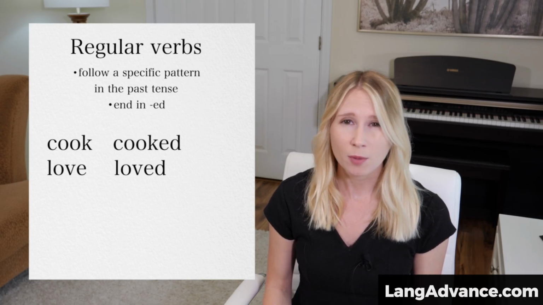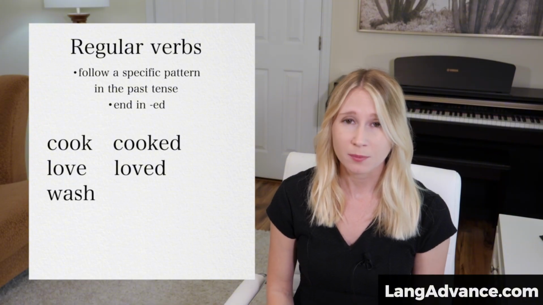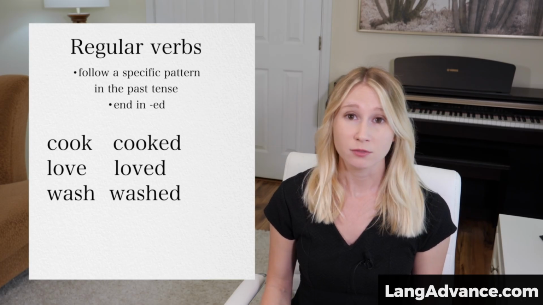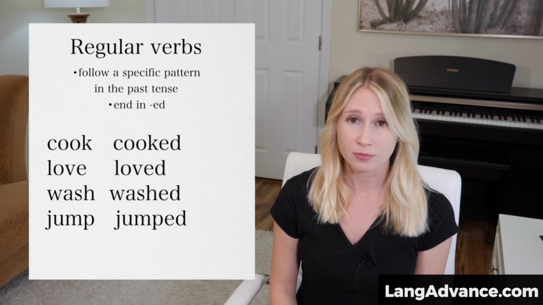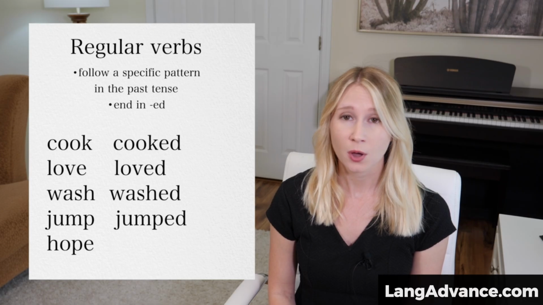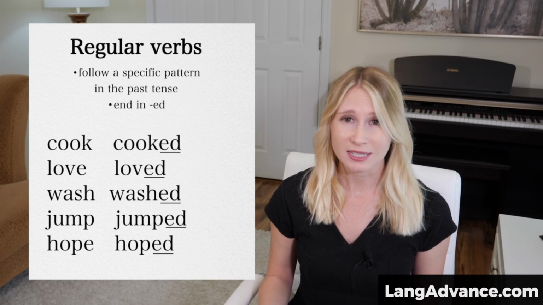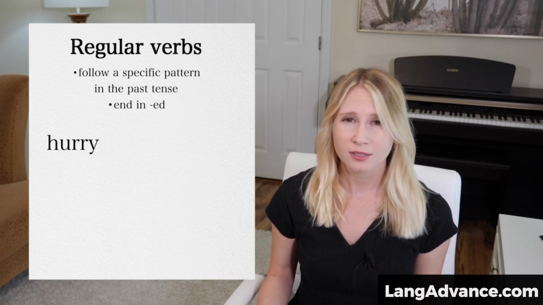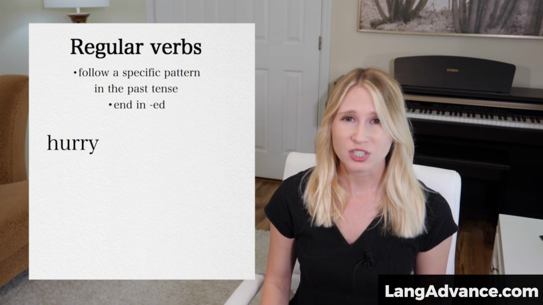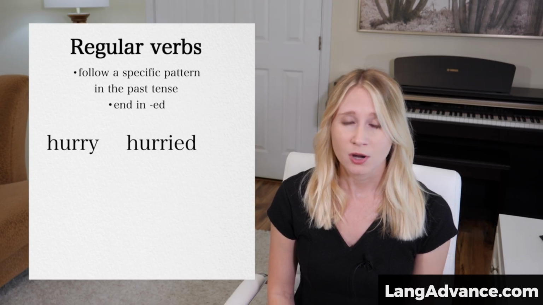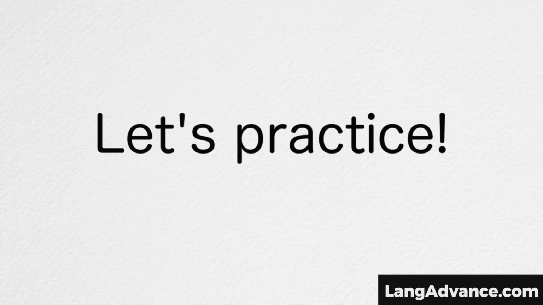Loved. How about the verb wash? The past tense of wash would be washed. The past tense of jump would be jumped. Hope, hoped. Do you see the pattern? Regular verbs always end in ed. What about the word hurry? Since hurry ends in a y, in English what we do is we change that y to an i and then add ed. Hurried.